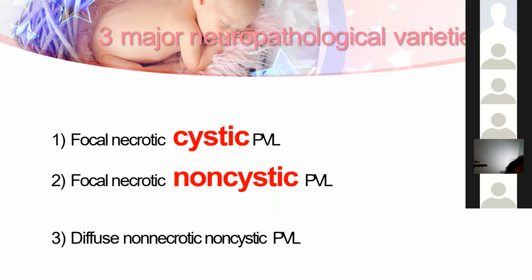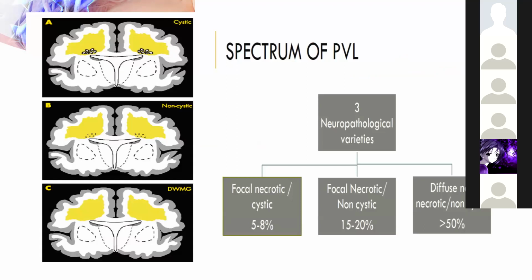Now, sometimes you may have injury which is not severe enough to cause necrosis, but the injury is enough to cause white matter damage to the brain, and the brain reacts to this injury in the form of gliosis. This is known as non-necrotic, non-cystic PVL, which is also described as diffuse white matter injury by some authors. So these are the types of PVL as such.